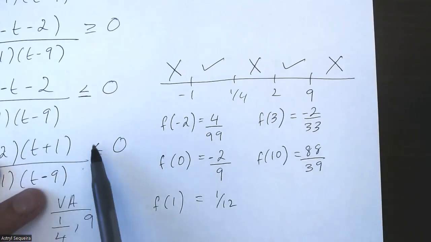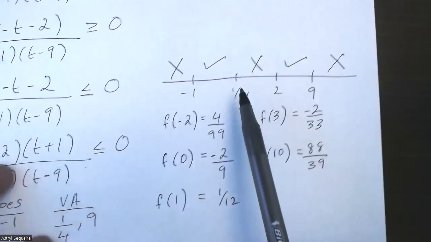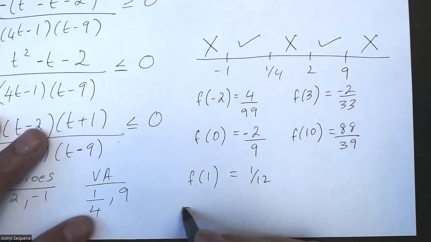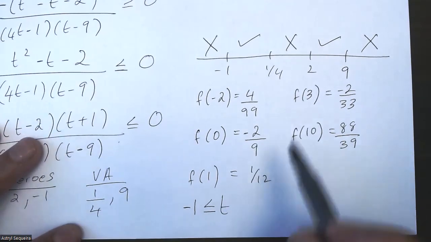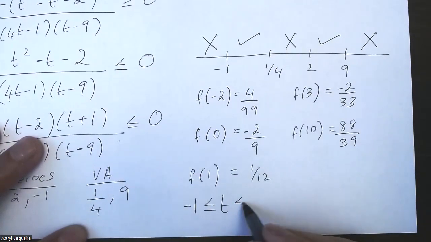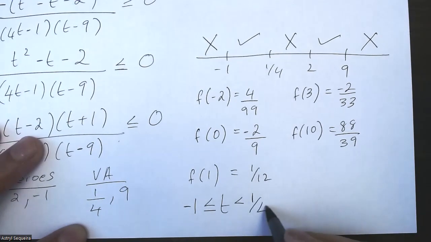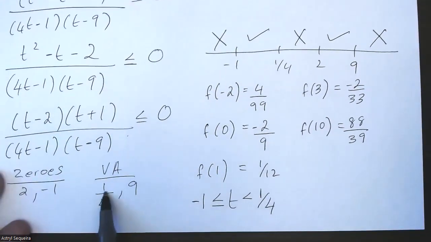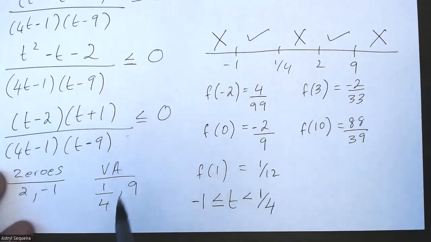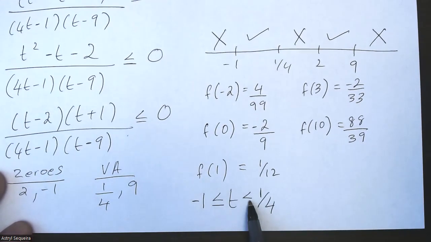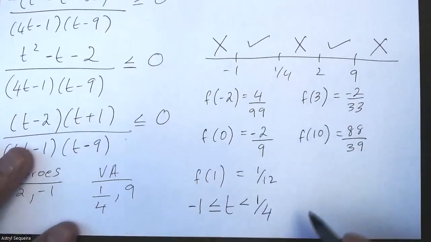And my question has a less than or equal to sign. So when I'm writing my final solution for my first range, I'm going to write -1 is less than or equal to t, but I'm only going to put a less than sign for 1 over 4. And the reason why is because 1/4 is a vertical asymptote. So whether or not the question is less than or equal to, if you have a vertical asymptote, your sign will always be less than. So similar for this one, the 2 is a zero.